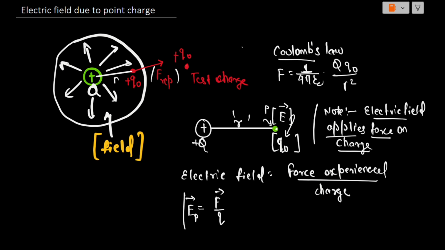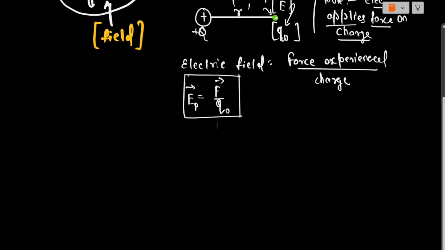Right? So do you get this? That the test charge, or maybe we can write it as Q naught. This is called the test charge. So basically, what the electric field would be is just the electric field at point P.